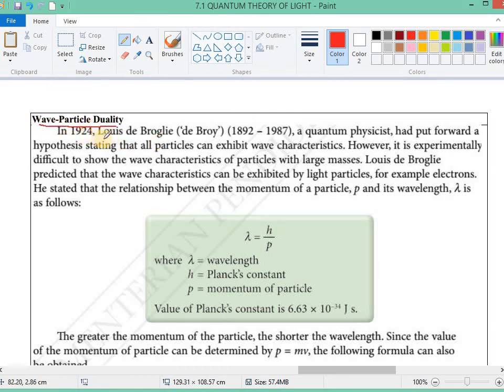In 1924, Louis de Broglie, a quantum physicist, put forward a hypothesis stating that all particles can exhibit wave characteristics. So when it says exhibit wave characteristics, what does that mean? It means that the particle is able to have diffraction and interference.